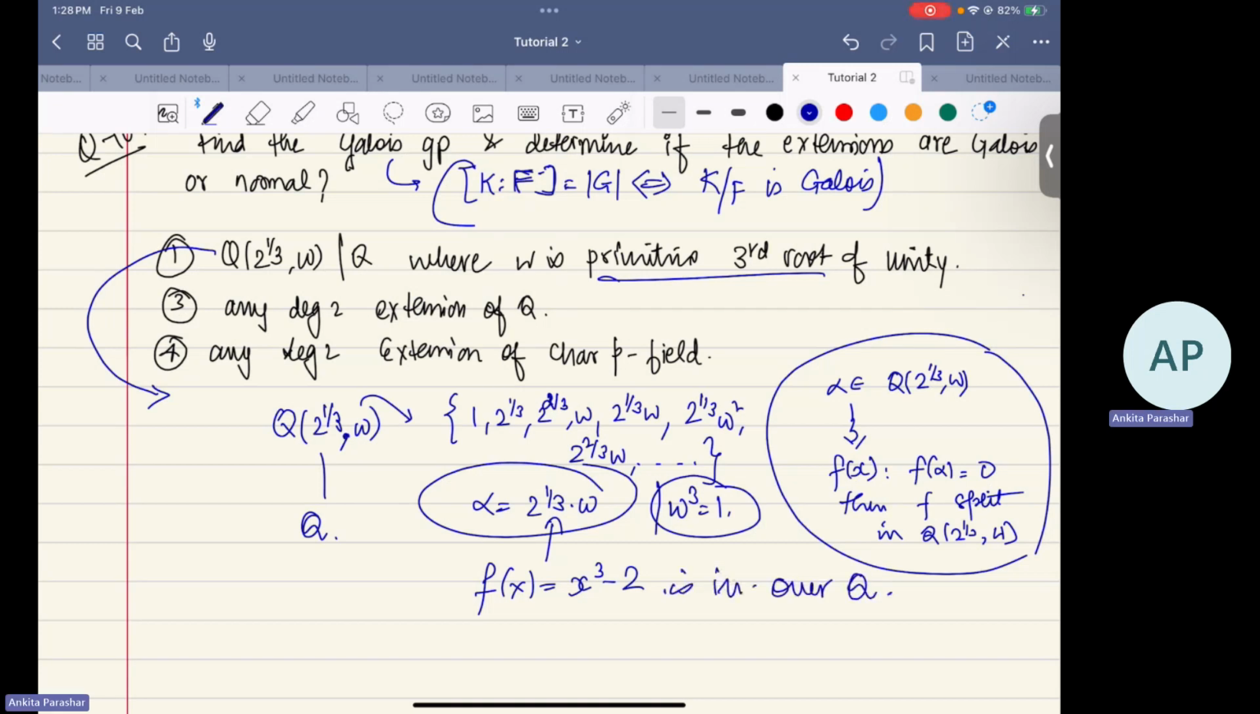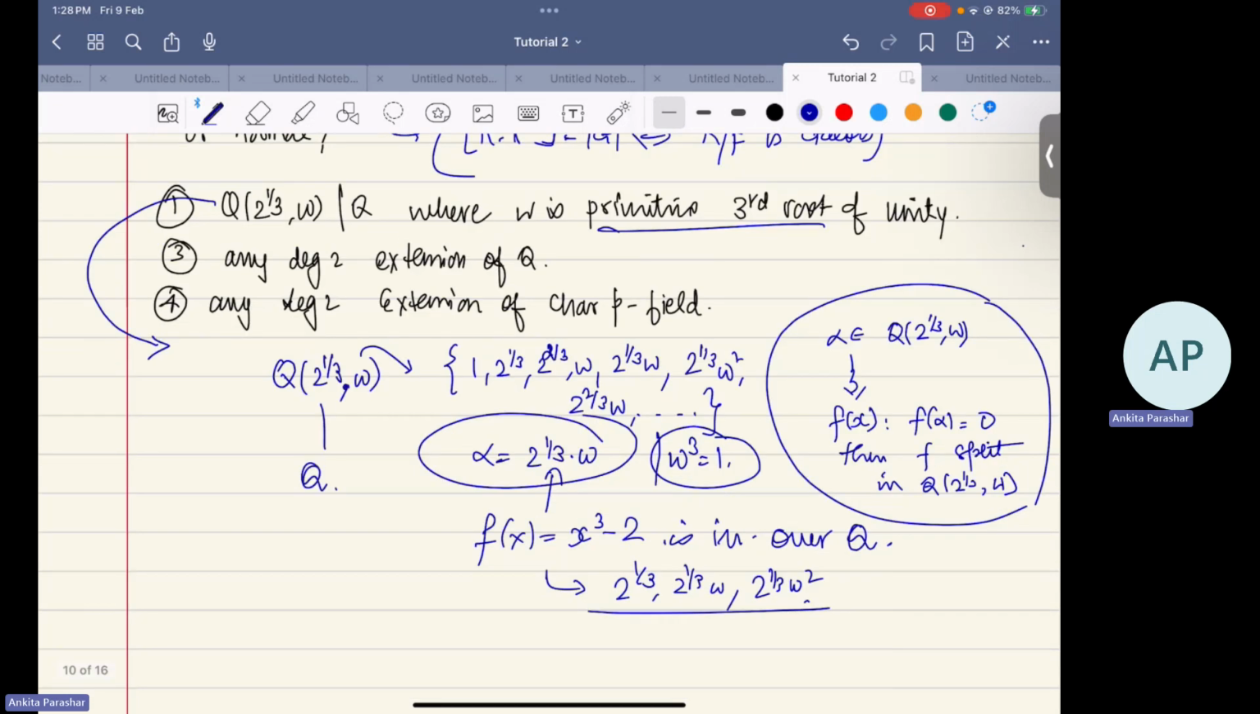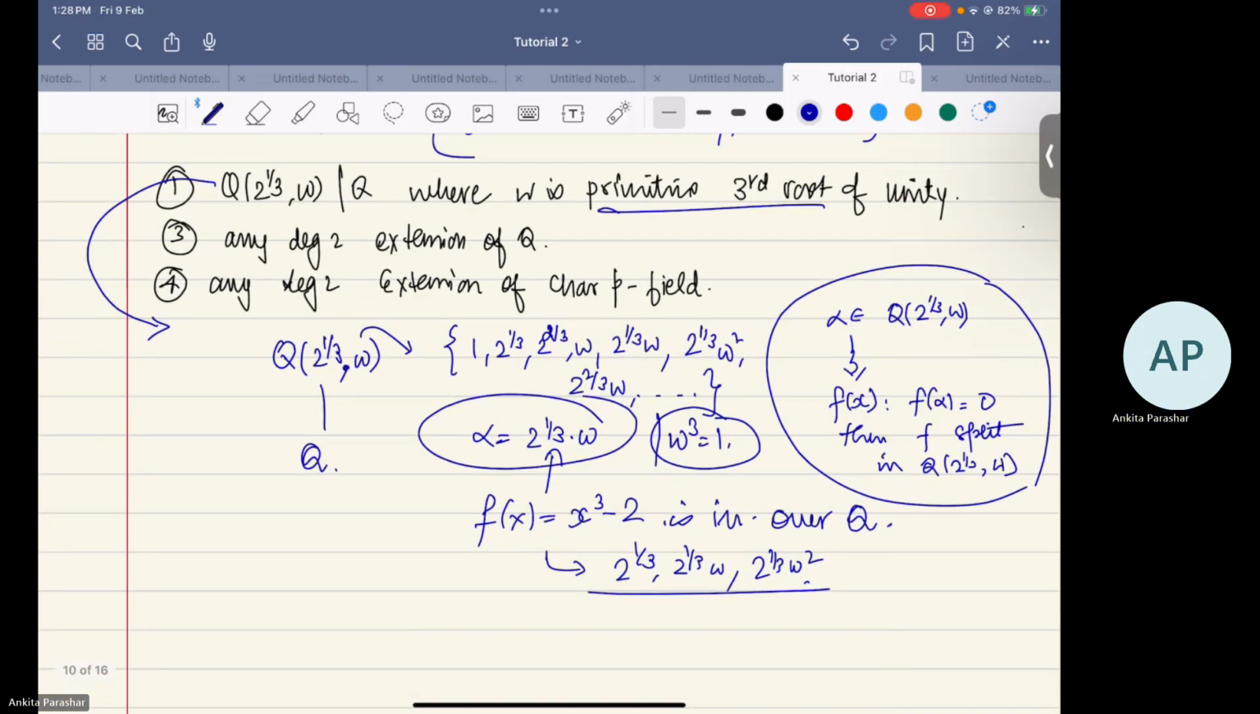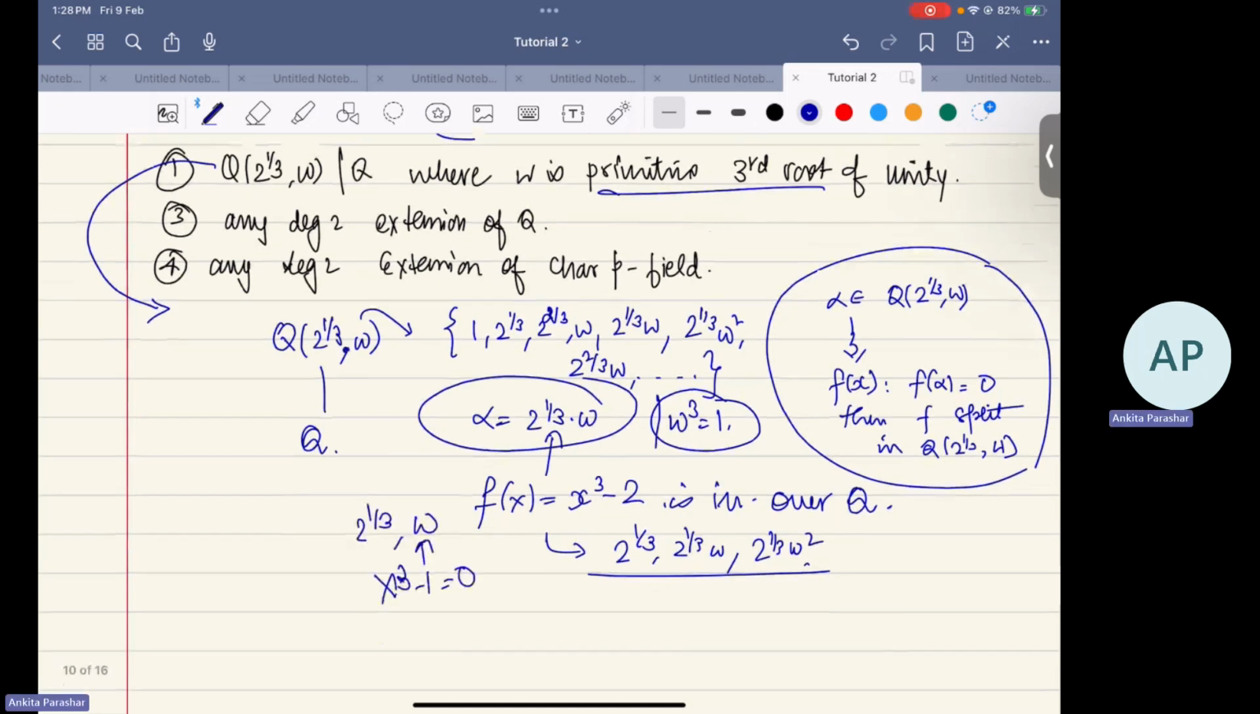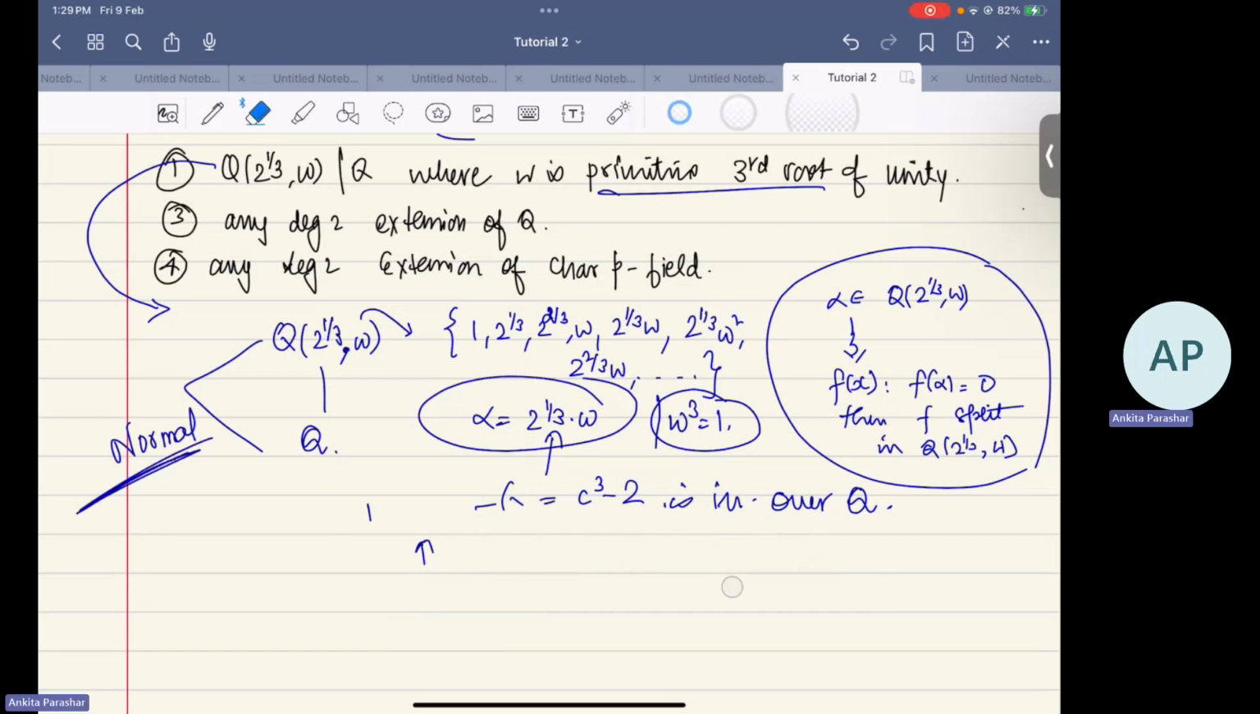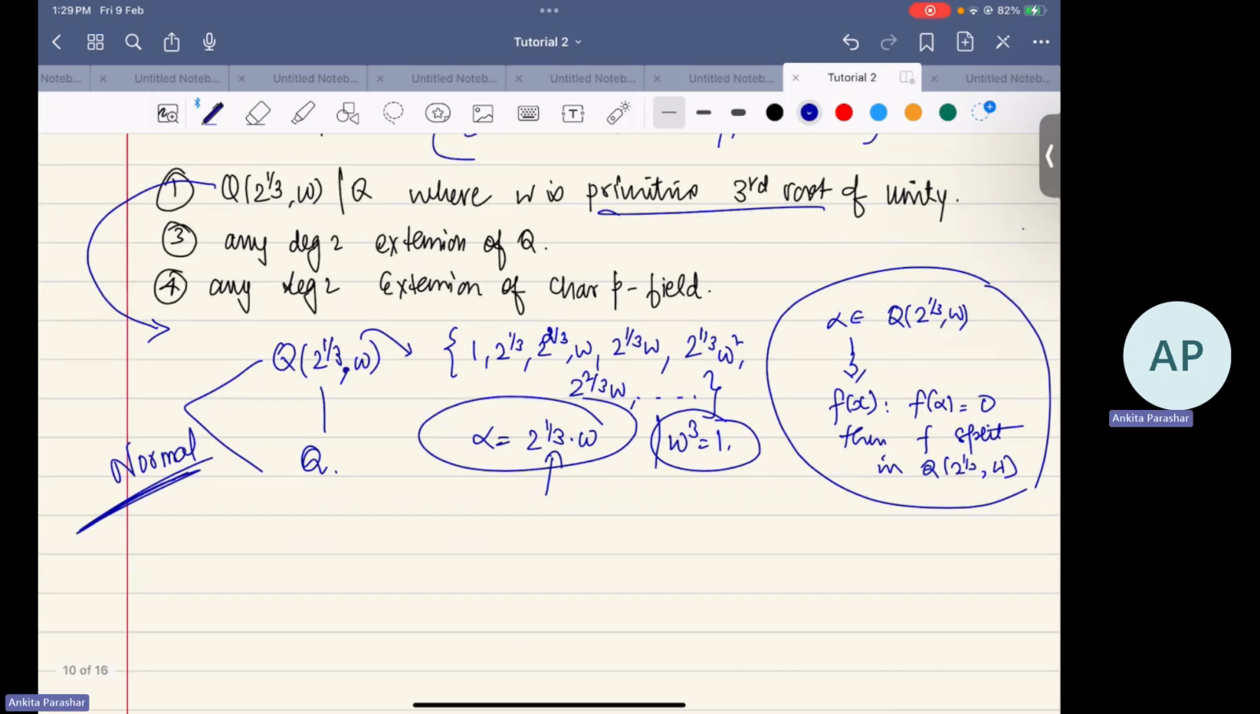What can you say about this? The roots possibly are this, this, and this. But all the roots lie in your field. Exactly, right? If you see any other alpha, let's say 2 power 1 by 3 omega, its cube minus 2 is 0, it has roots 2 power 1 by 3, 2 power 1 by 3 omega, 2 power 1 by 3 omega square, all lying in your field, right? So indeed, this is a normal extension.